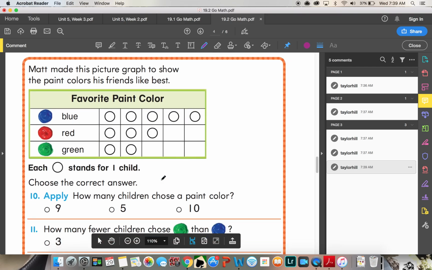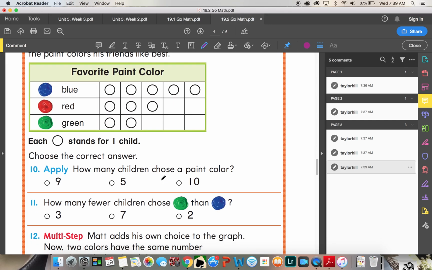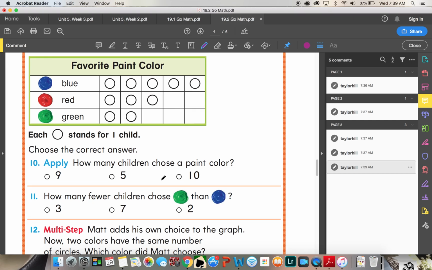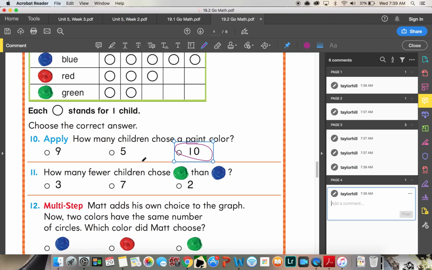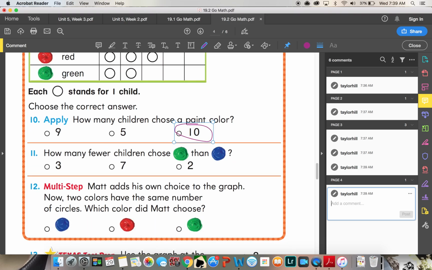Okay, Matt made this picture graph to show the paint colors his friends like best. Each circle stands for 1 child. Choose the correct answer. How many children chose a paint color? So how many children chose a paint color in general in all? 1, 2, 3, 4, 5, 6, 7, 8, 9, 10. How many fewer children chose green than blue? So there are 1, 2, 3, 4, 5. 1, 2. So 5 minus 2 is 3.